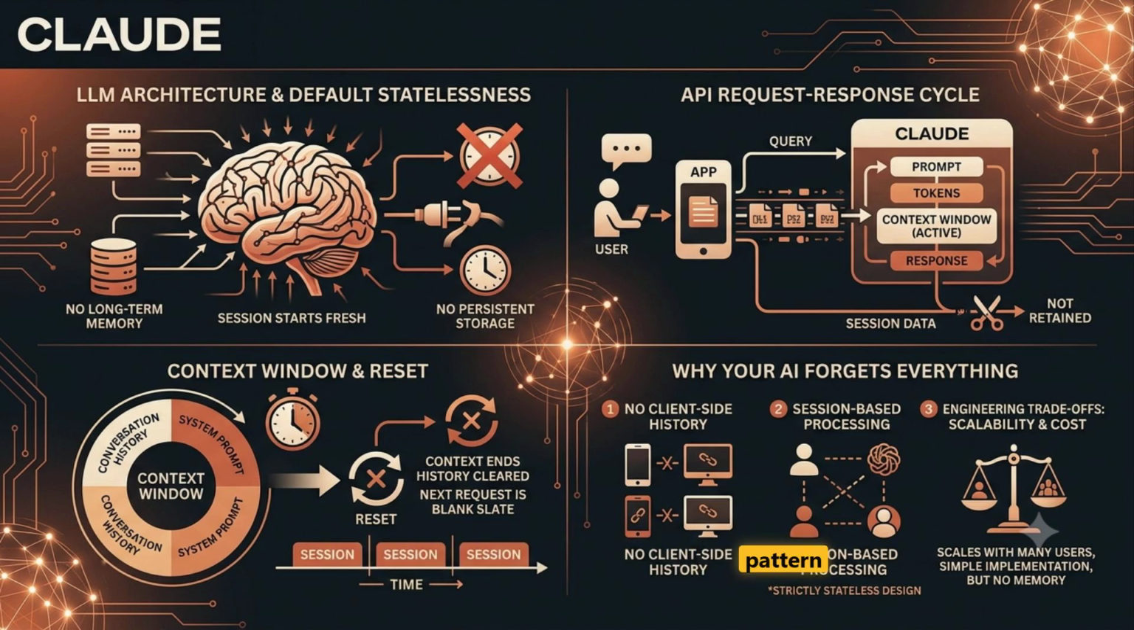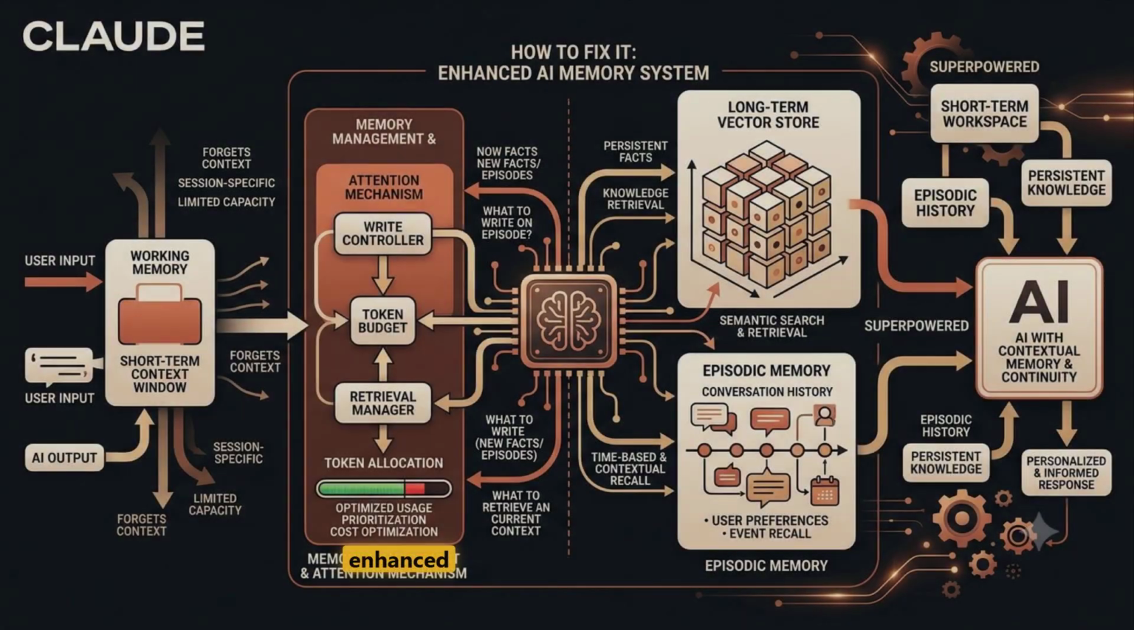Here's the pattern interrupt that surprises most teams. Model providers aren't failing to save your chat. They are intentionally running stateless compute to keep infrastructure costs flat. Now let's look at how the concept itself works to give models persistent memory. An enhanced memory system has to operate like a smart filing cabinet, not just a scratchpad.